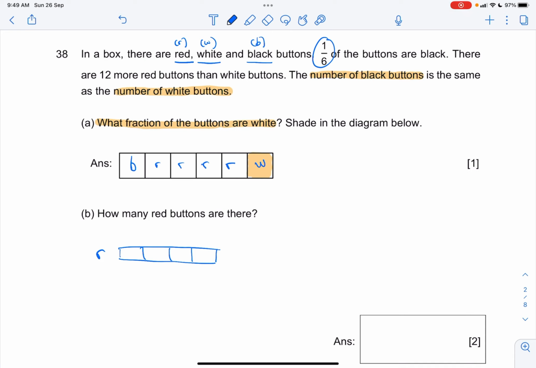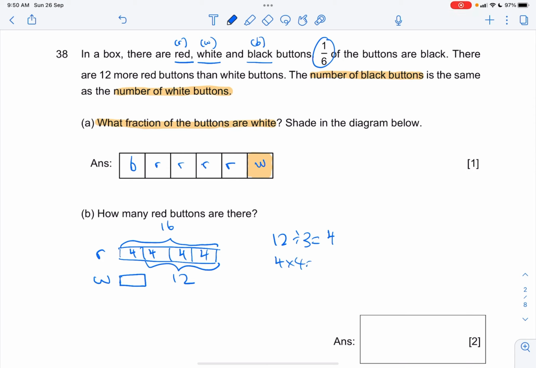And for white buttons, there is 1 unit. And there are 12 more buttons. So 3 units is 12, so 1 unit is 12 divided by 3, which will give you 4. So 4, 4, 4, 4. All together, you will have 16 red buttons. Okay, that's your answer for B.